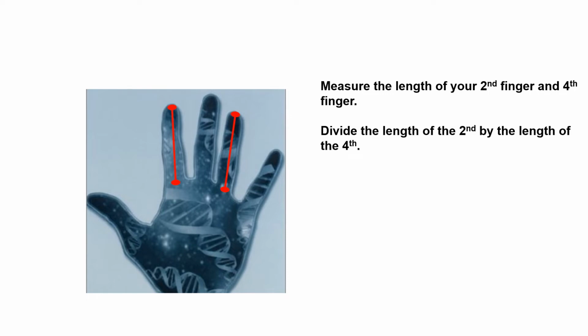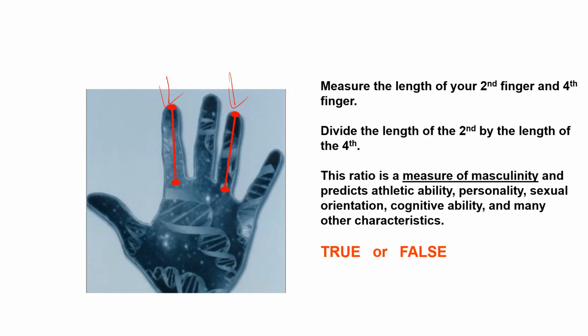Let's talk about this ratio. You divide the length of the second digit by the length of the fourth digit. So you divide your pointer finger by your ring finger. Now, what if I said something like this? The ratio is a measure of masculinity. It predicts athletic ability. It can predict personality. It can predict sexual orientation. It can predict cognitive ability. It can predict many other cognitive characteristics.